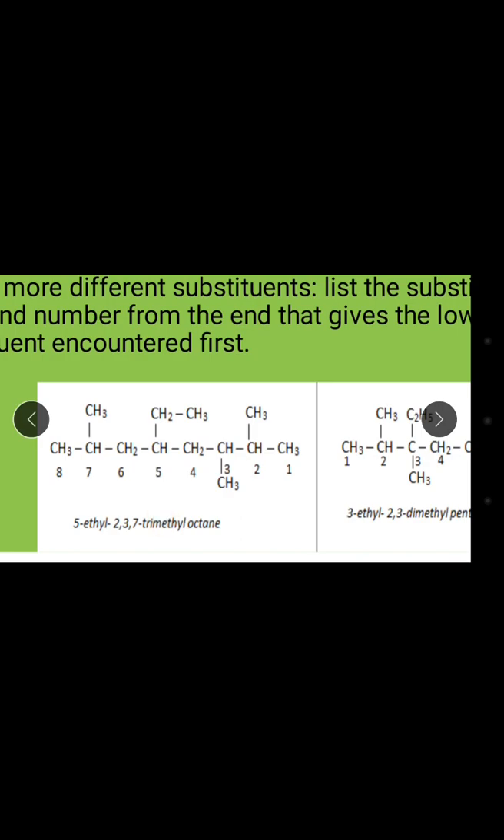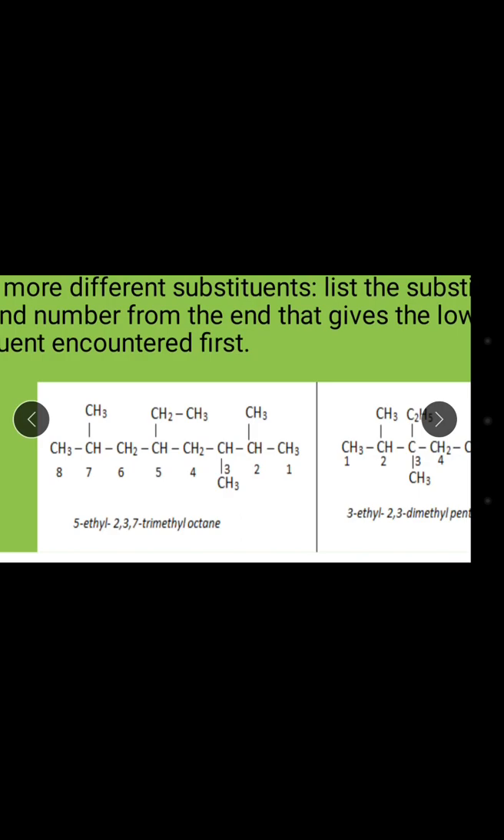Now, the ethyl is on carbon number 5. So you say 5-ethyl. Don't forget your hyphen separates your number and your alphabet. 5-ethyl. Then you start with the methyl. The first one is on carbon 2. The second one is on carbon 3. And the last one is on carbon 7. So you say another hyphen, numbers 2, 3, 7. Because we now have 3 methyl, you say trimethyl, then the parent alkane, octane.